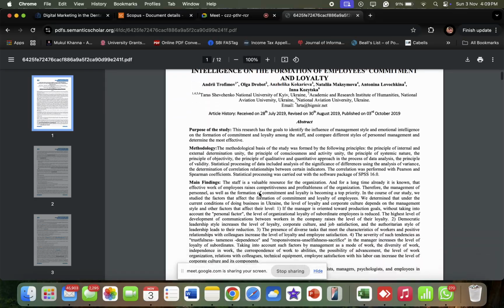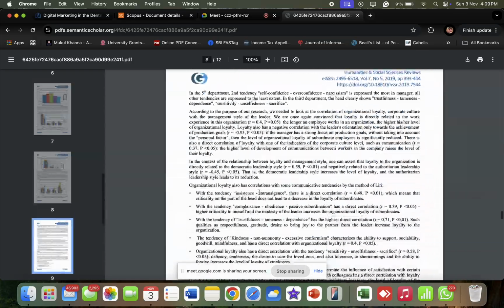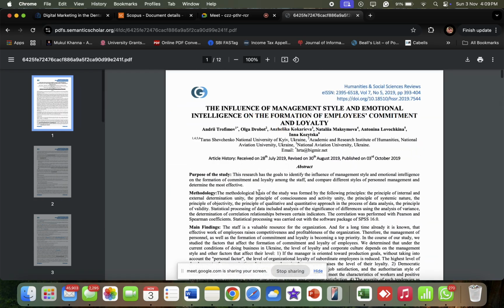So this is somewhat a paper, I guess. Yeah, it is a paper. So these are the type of papers that we have to find out. Okay, so let's read it out. The influence of management style and emotional intelligence in the formulation of employees' commitment and loyalty. So basically, they have written a paper not on modern managers, but on emotional intelligence and formulation of employees' commitment and loyalty.